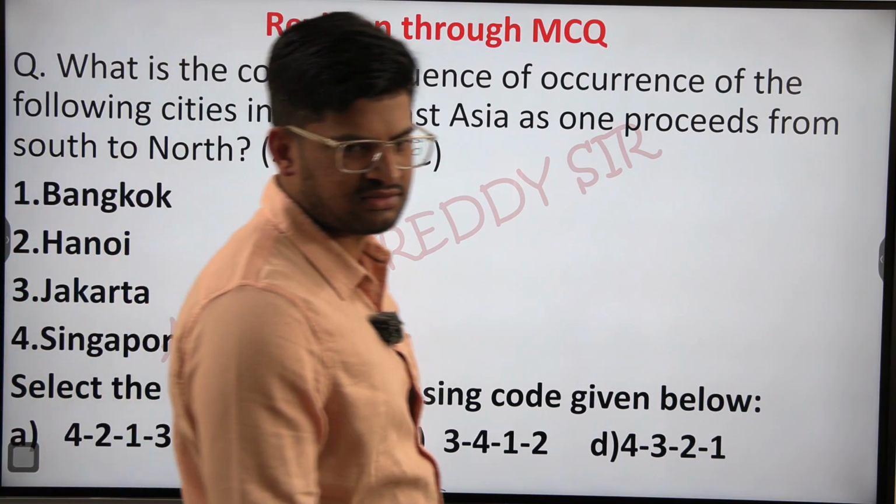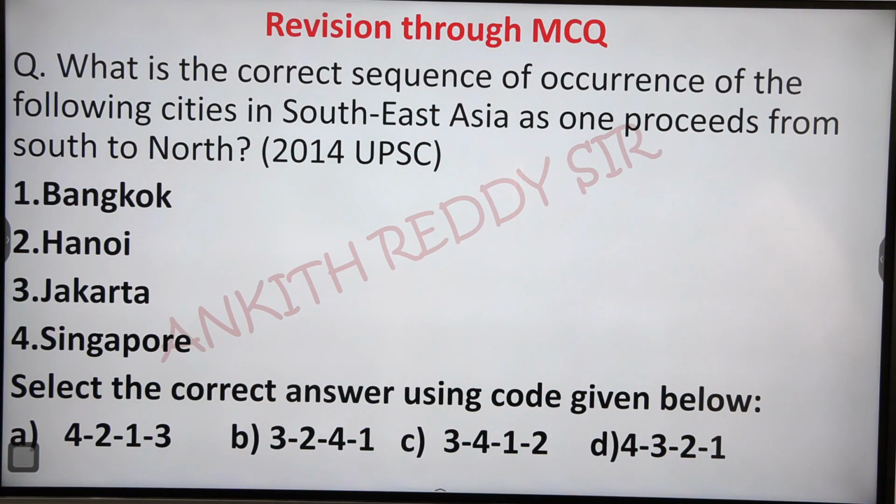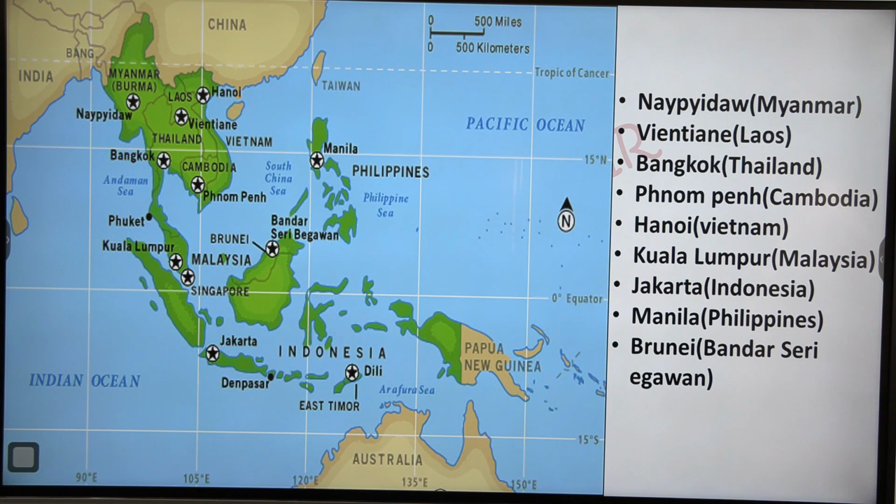So try to answer this question. What is the correct sequence of occurrence of the following cities in Southeast Asia as one proceeds from south to north? You are moving from south to north. Bangkok, capital city of Thailand. Hanoi. Jakarta, Indonesia. Singapore. Okay. Now look, arrange them.